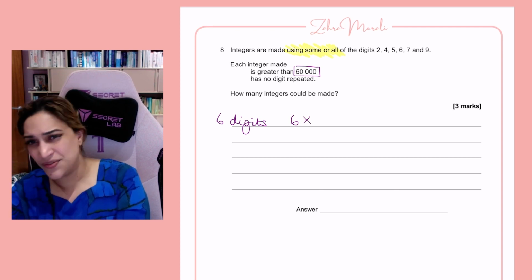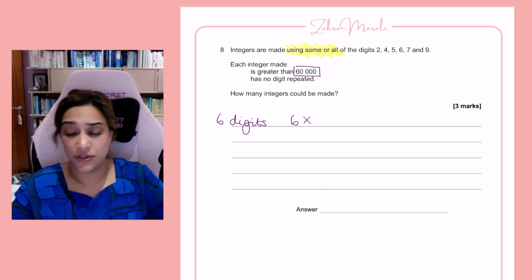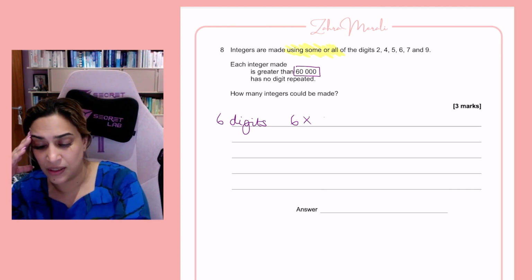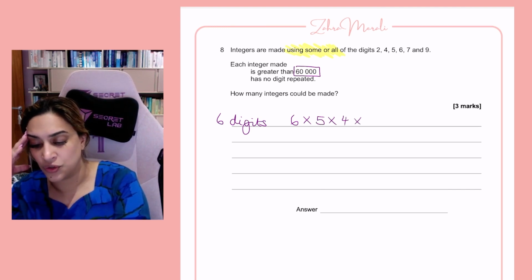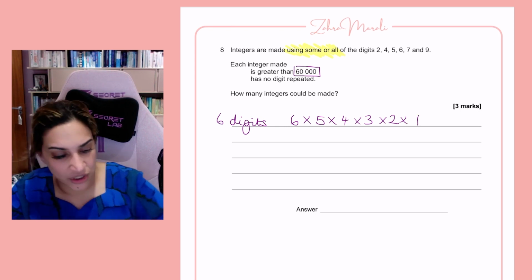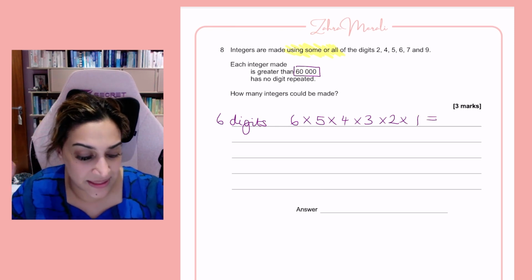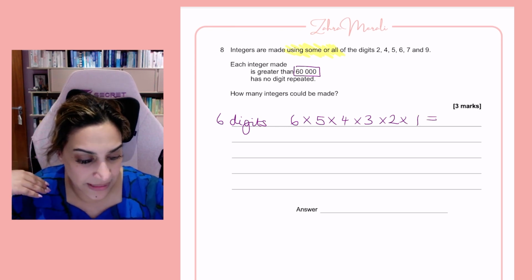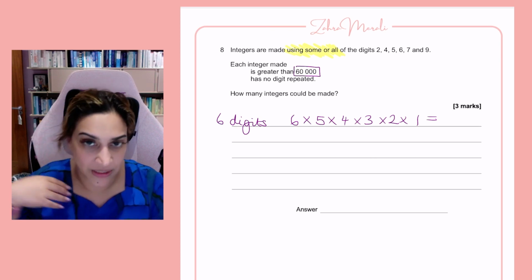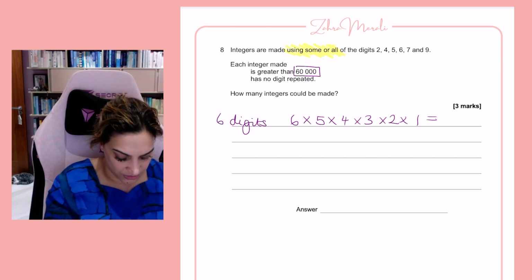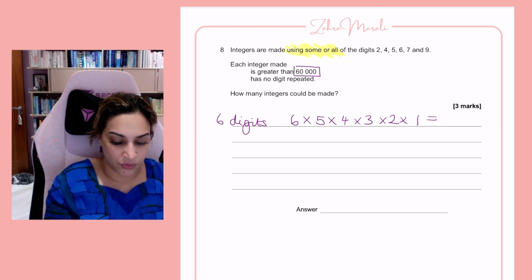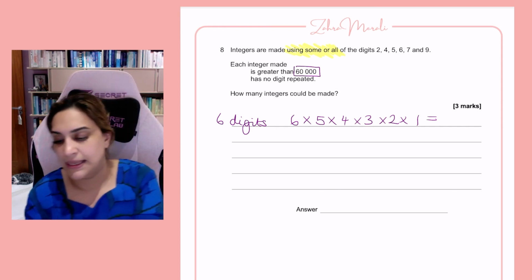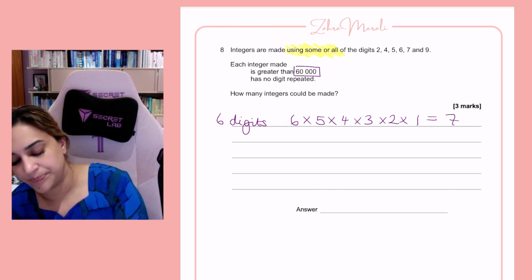The next one is any of the 6 except for the one you used to begin with. So that's 5, and then 4, then 3, then 2, then 1. And so this is a calculator paper. This is actually called a factorial, but you could type it into your calculator. So you do 6 times 5 times 4 times 3 times 2, and that will give you 720.